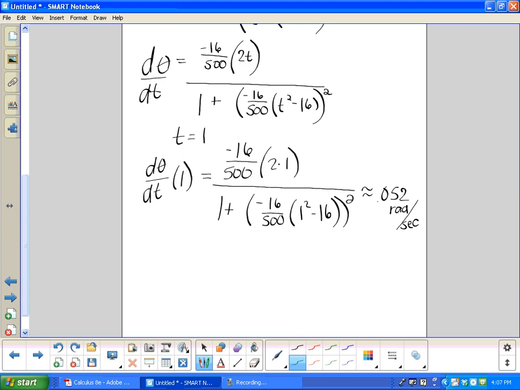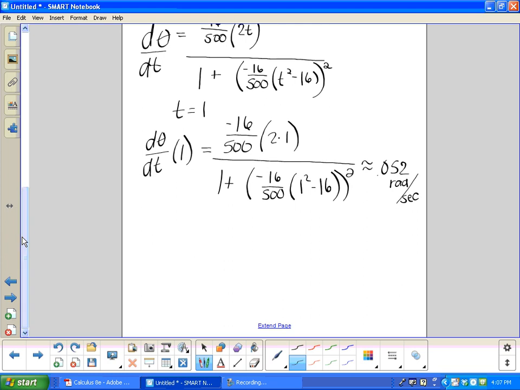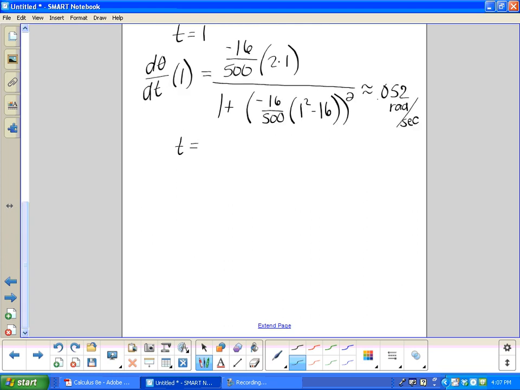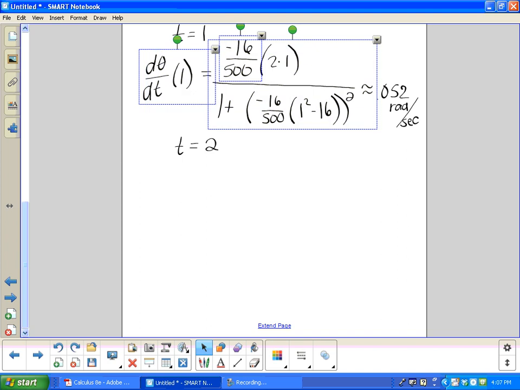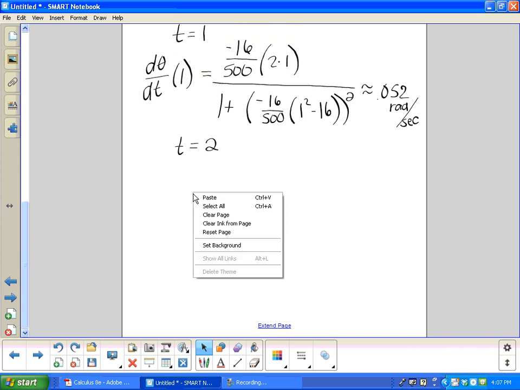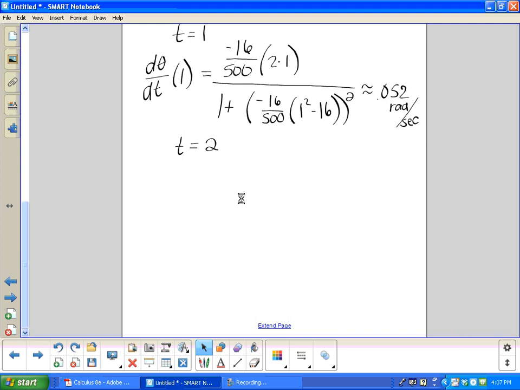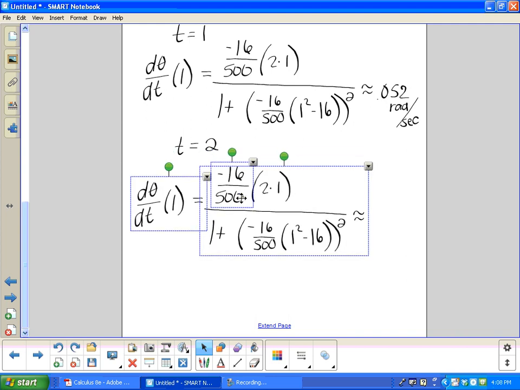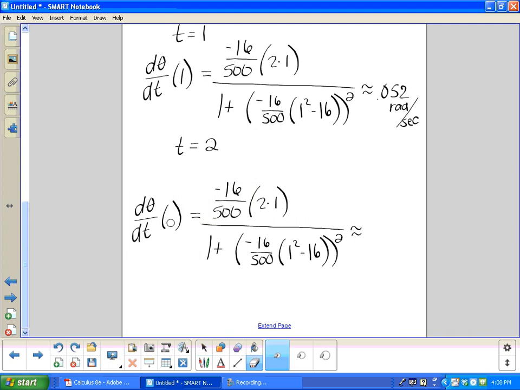They also ask for the rate of change of theta with respect to time when t is 2. So let's try that one. It's going to be the same thing. I'm going to cheat, because you can also cheat in your calculator and go back and just plug in 2. Now I'm just looking for d theta dt of 2, so all my 1's become 2's. And I get 0.1116 radians per second.